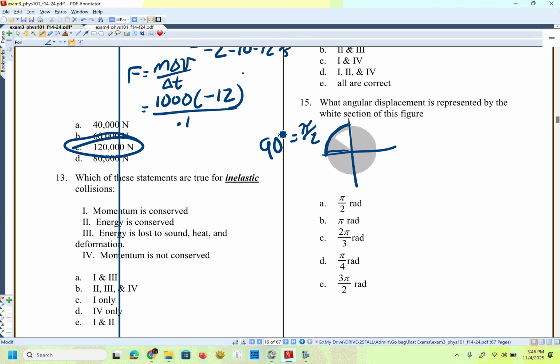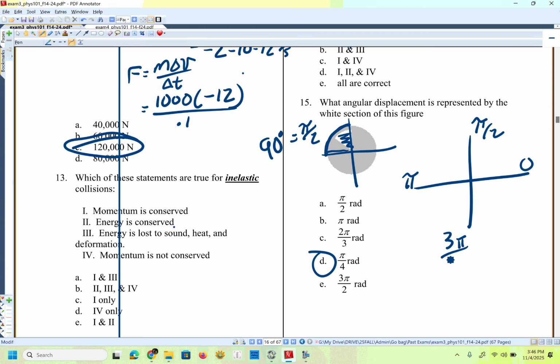And so if that's pi over 2, then this little piece, which is half of it, should be pi over 4. So on your unit circle, remember 0, 90 degrees is pi over 2, then pi, 3 pi over 2, and then 2 pi. I'm pretty sure you have a question that requires that you know your unit circle in that way. I said the clock questions are similar to that. I'm sure there'll be something like that.